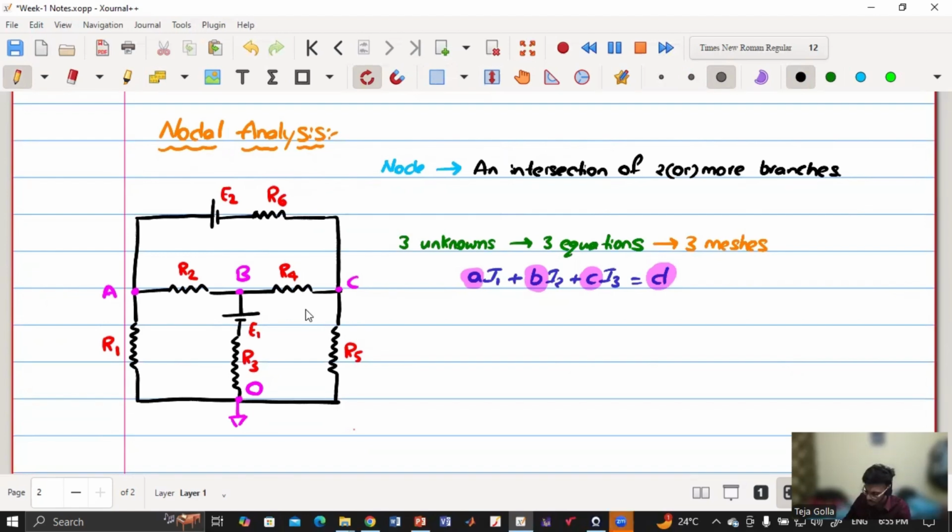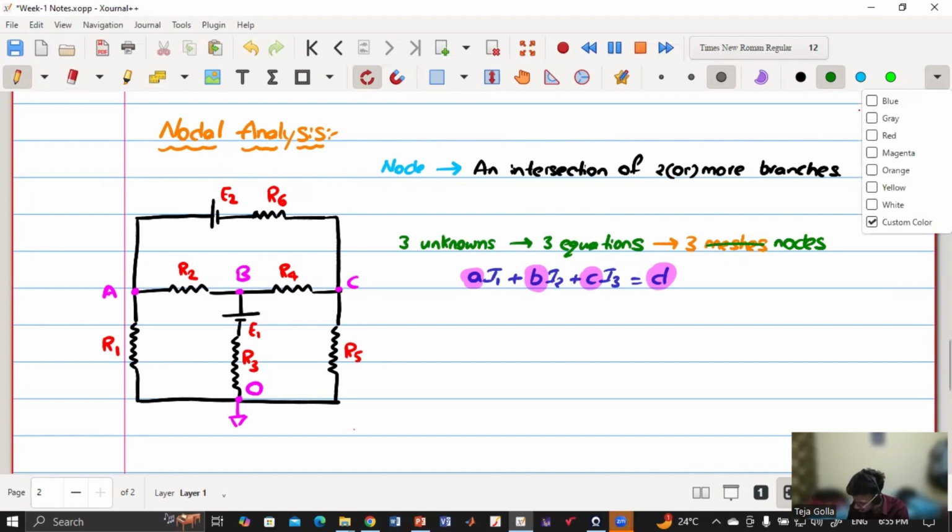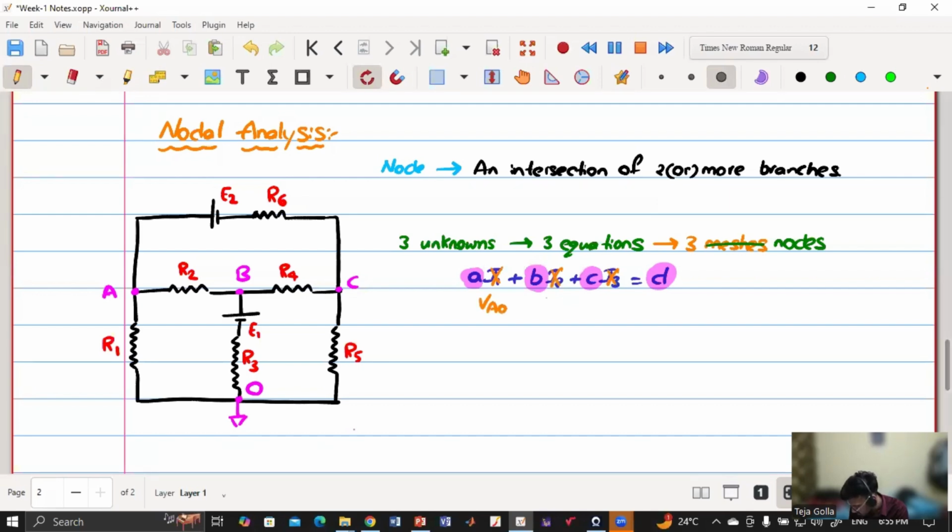So instead of meshes, what are we going to have here? Instead of three meshes, we will apply equations at the nodes. So how is our equation going to change? Instead of I1, I'll just cross it and write on top so that you will understand the changes. Instead of I1, I2, I3, we have VAO, VBO, VCO.